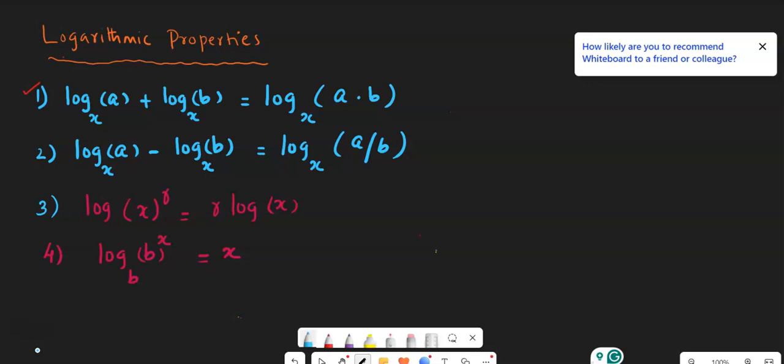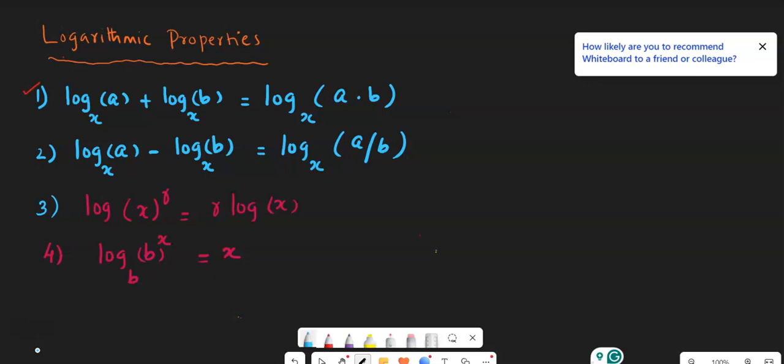So log A plus log B with the same base can be combined as log A times B with the same base. Log A minus log B, make sure you have the same base, that you can write as or combine as log A by B, A divided by B.